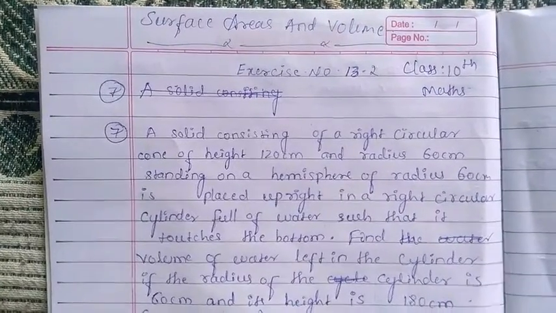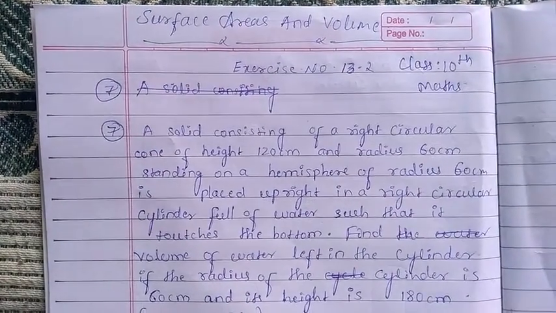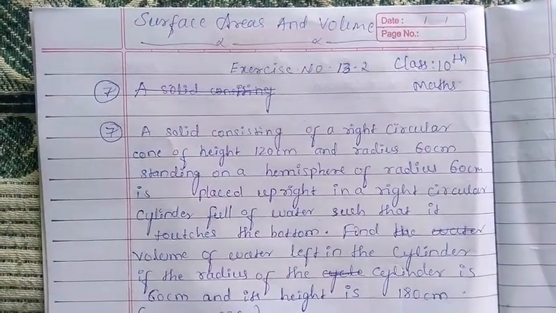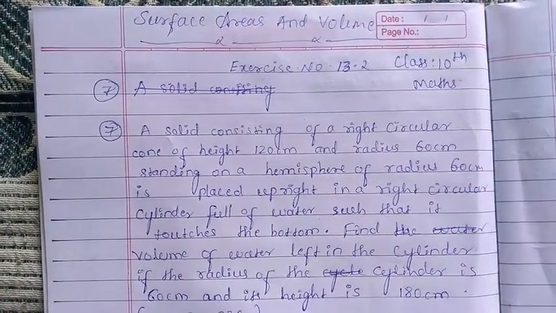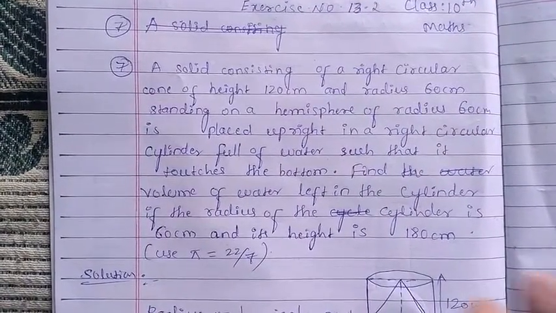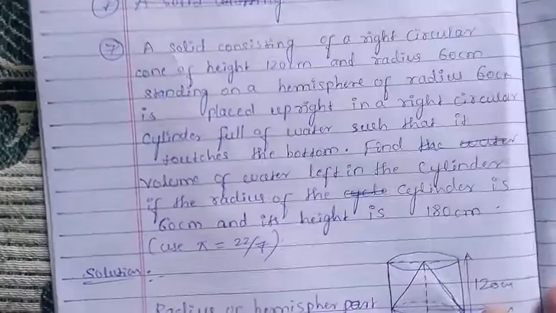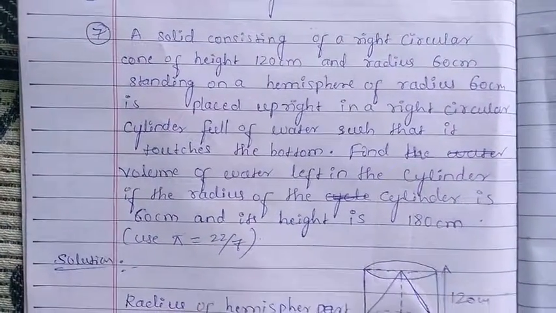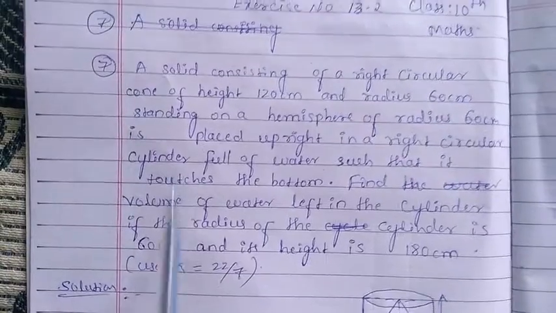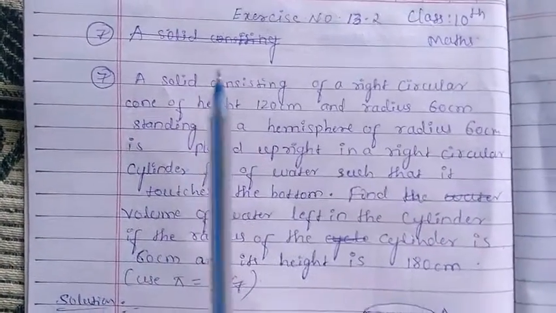Dear students, in the last class we have seen a few examples from exercise number 13.2. Today we discuss the last two examples from this exercise, that is number 7. Let's try to understand the question: what is given, and what we are asked to find.